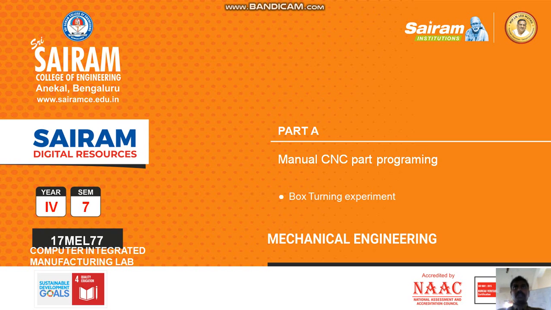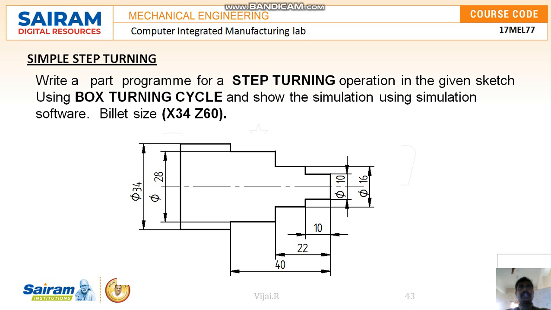In this part, again, we are seeing a manual CNC part program. In this box turning experiment, let me show how to write a box turning program and how to do the animations. The question is: write a part program for a step turning operation in the given sketch using the box turning cycle. As we already said, a cycle is a repeated operation. This is like the same step turning cycle, but here we are going to use the box turning cycle code.